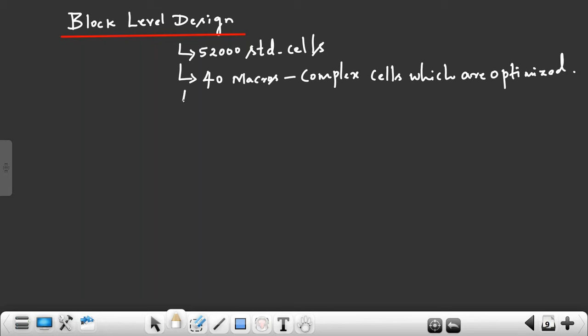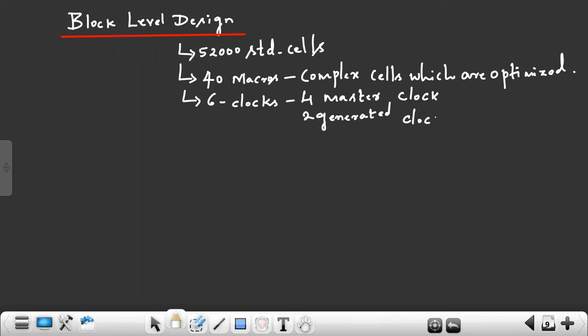So this design has 6 clocks: four master clocks and two generated clocks. This is the specification of the design. This is the design we are doing, having these many things. So we are doing physical design of this block.